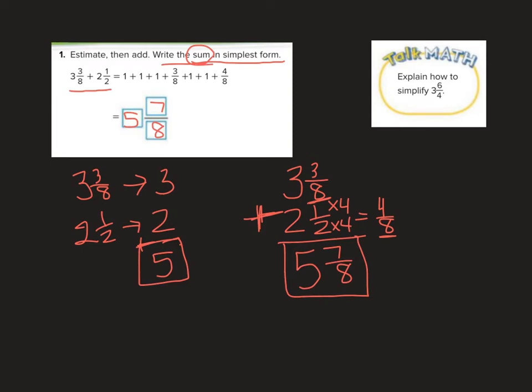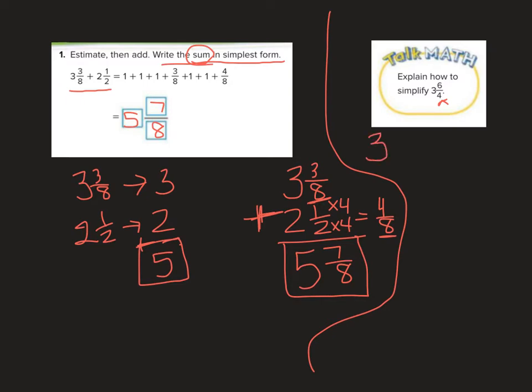Okay, I want to do this one because this is a little more talk on how to simplify 3 6/4. Notice we have an improper fraction. So there are two ways. I can take the fraction and isolate it and do top divided by the bottom, or I can take the fraction and split it up between 4/4 and 2/4. So let's do both ways.